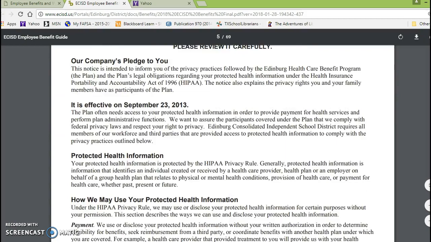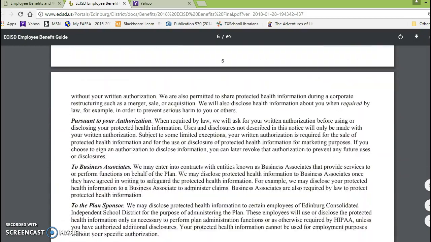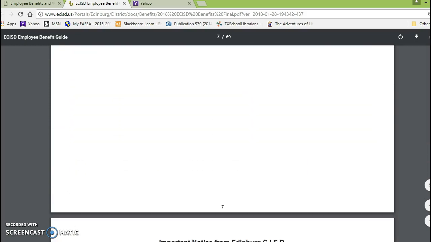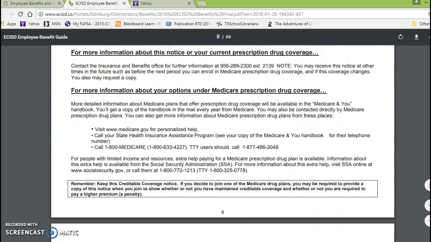It's very accessible and it's on the ecisd website. You can get it anytime you need some information.